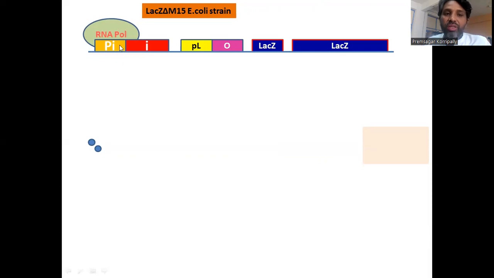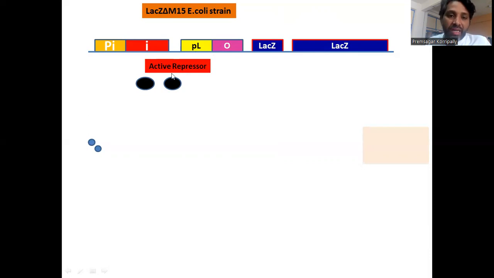In the absence of IPTG, RNA polymerase binds to the repressor promoter and transcribes the repressor gene. That mRNA is converted to protein, and that protein is a repressor protein. The repressor protein is very active, and it is also a tetramer. It can bind to the operator region of the promoter of the lacZ gene. This is a mutated one, where amino acids 11 to 41 are deleted, and the rest is there. This active repressor binds to the operator of the lacZ promoter.